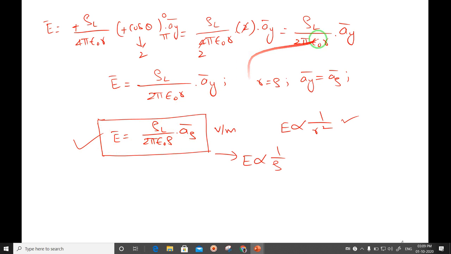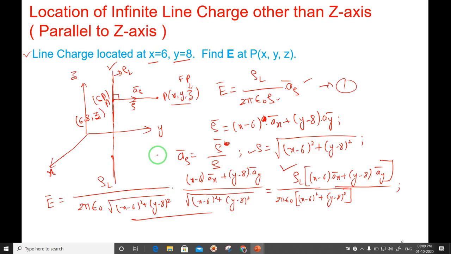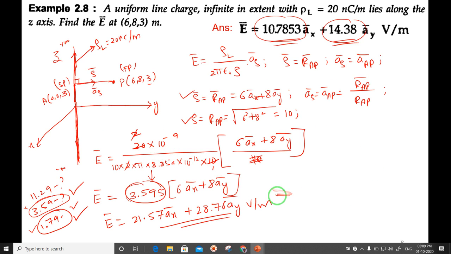2 2 will get cancelled in the derivation, right? 2 1 is 2, 2 2 is 4, yes, right? Yes, sir. The formula is this only. We cannot take 4 pi epsilon naught like that. It is not 4 pi, it is 2 pi only. Rho L by 2 pi epsilon naught rho into a rho. Okay, I will go with this only.